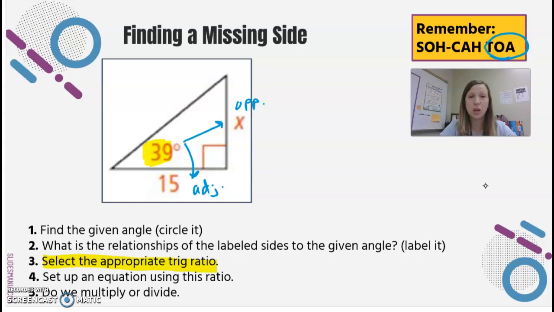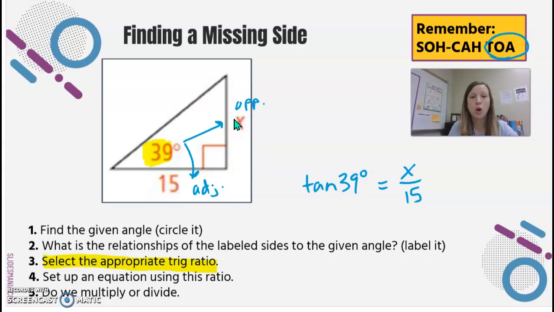So now we're going to set up an equation using that ratio. So tangent, and then you put the angle that you know, in this case 39 degrees. Tangent of 39 degrees equals, and then write the ratio of that. It's opposite over adjacent. So opposite is x over adjacent, which is 15.